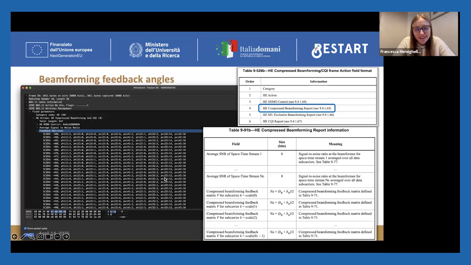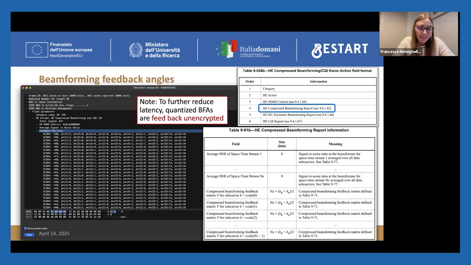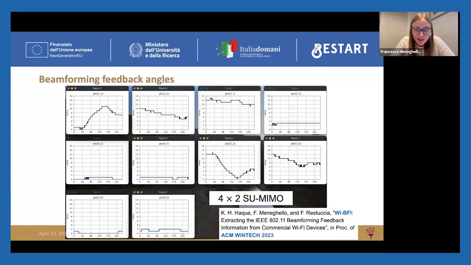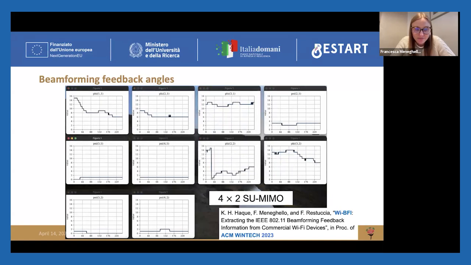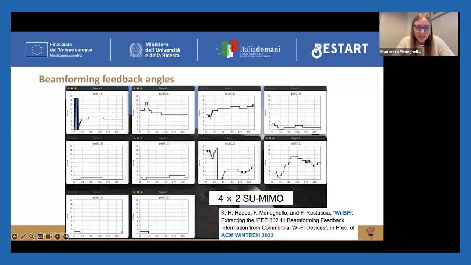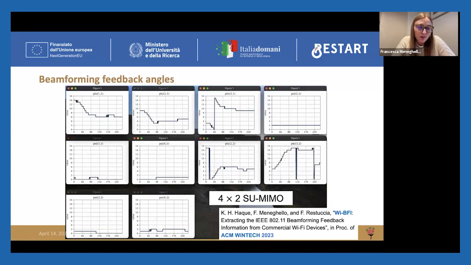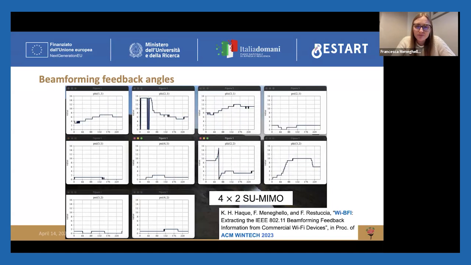An important note here is that these angles are actually transmitted unencrypted, fed back from the station to the access point unencrypted. And I will show you that this is both something that researchers can use, but is also a weakness of MIMO networks. And here, to conclude, is an example of the phi and psi angles that we capture through this tool. Actually, you can capture the angles through Wireshark. This is a tool that allows to automate the procedure.